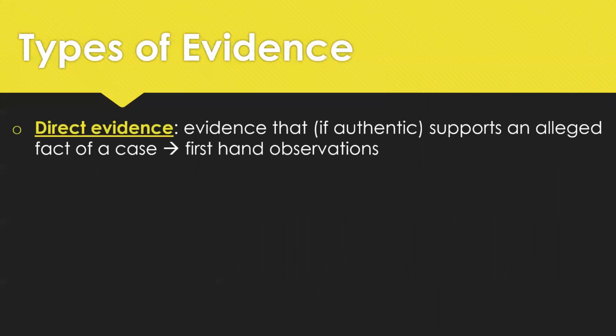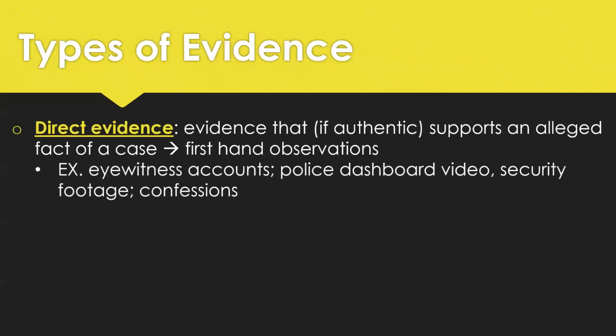All right, now we're going to get into the two main types of evidence. The two main types of evidence are direct evidence and circumstantial evidence. Direct evidence is basically evidence that, if authenticated, supports an alleged fact. So these are most likely firsthand observations that can be justified with another observation. So for example, an eyewitness account, and there's many other people who saw the exact same thing.